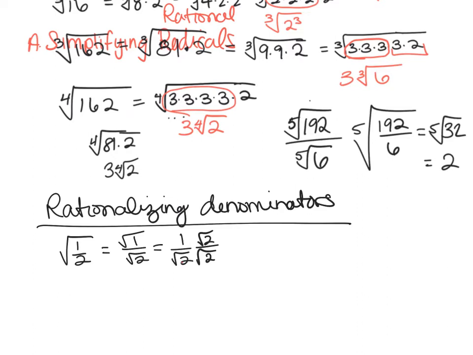When I multiply the square root of 2 by the square root of 2, that gives me the square root of 4, which is 2. So I have the square root of 2 over 2. That's rationalized. So we don't have to put the 1 in there? No, you don't need to write 1 square root 2. You won't get marked off if you do.